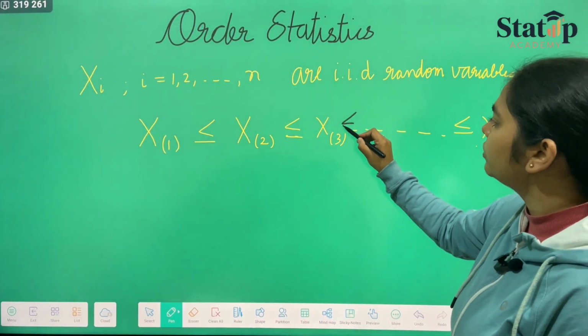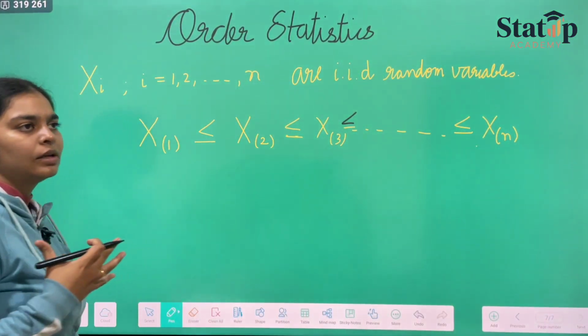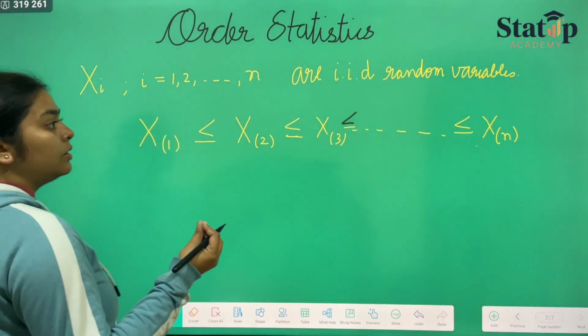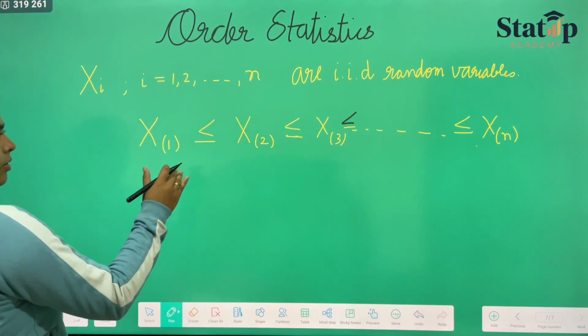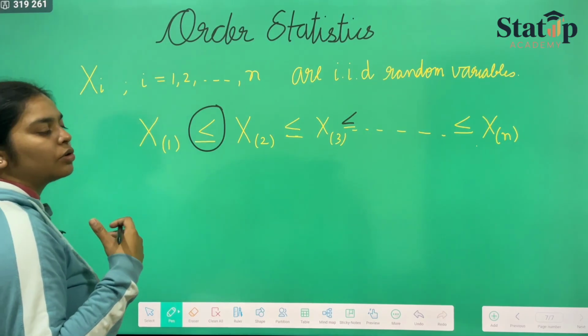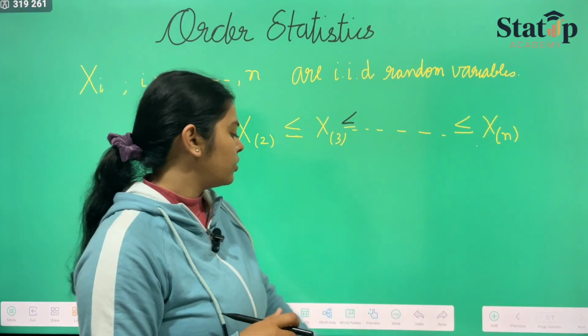When I arrange all of them in ascending order, this process is known as order statistics, where X1 is the smallest and Xn is the largest. This is very important from the examination point of view. But since we have put this inequality sign, these do not remain independent; they depend on each other, and hence this is known as order statistics.